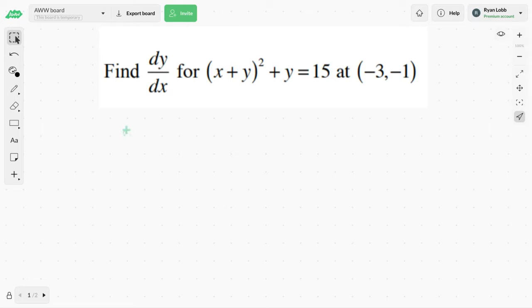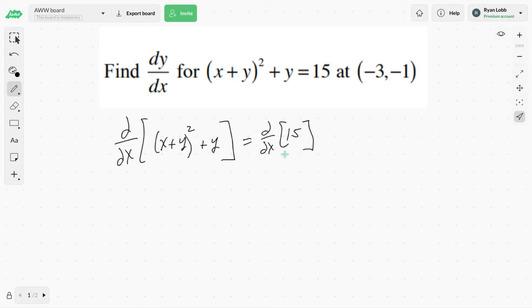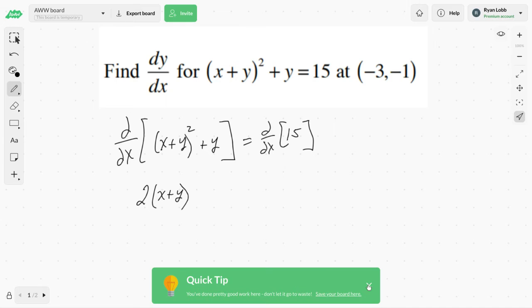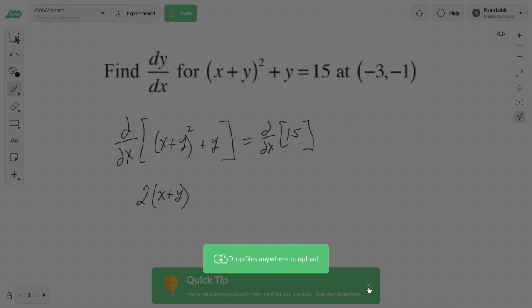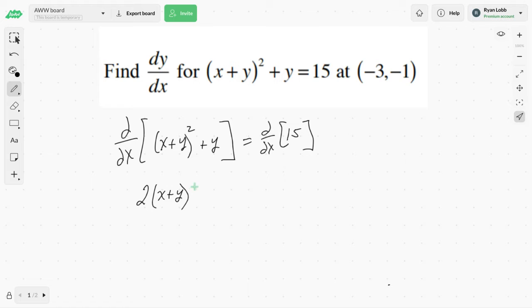So what we said, we want to first take the derivative on both sides, d/dx of all this stuff, (x plus y) quantity squared plus y, and then equals, and then d/dx of 15. Okay, so over here we have a chain rule. We have x plus y inside, 2 outside, the second power function. So we're going to have 2, keep everything inside the same, and then multiply by the derivative of the stuff inside.